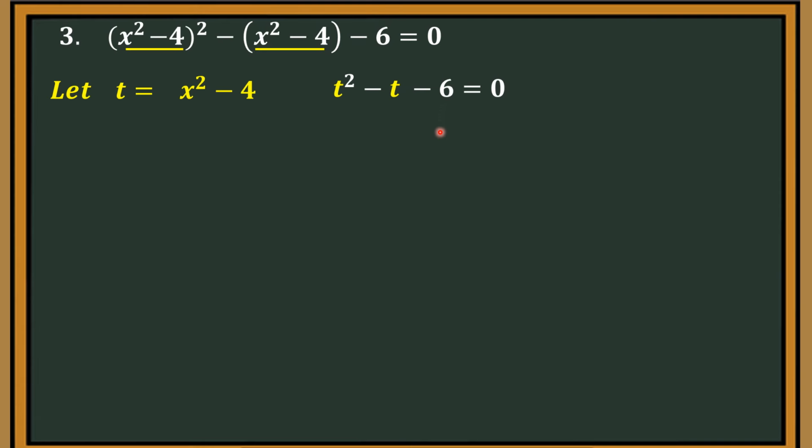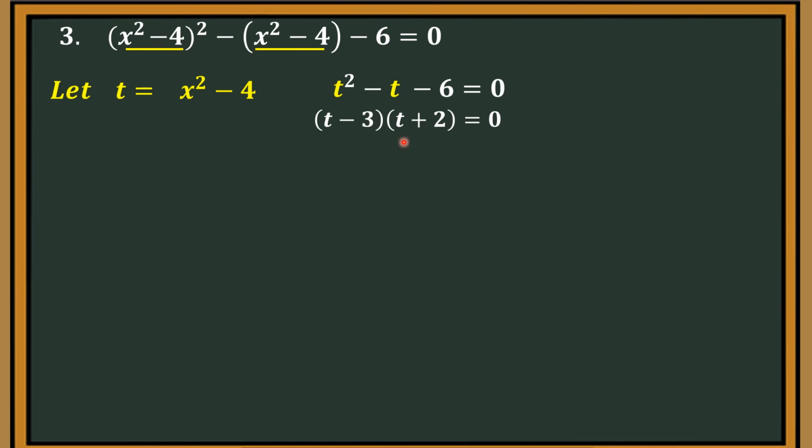This is now the quadratic equation. Pwede na tayong mag-factor. Factor ni negative 6 wherein the sum is negative 1. Negative 3 and positive 2. So let us check. Negative 3 times 2, that is negative 6, correct? Let us get the sum. Negative 3 plus positive 2, that is negative 1. Therefore, these are now the factors of this equation.